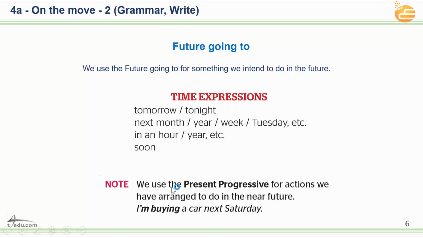The third thing, note, we use the present progressive for actions we have arranged to do in the near future. In the near future, okay? For example, I am or I'm buying, buy with ing. We didn't use going to. We used ing, the present progressive. I'm buying a car next Saturday. So it's near future, next Saturday, after 3 days, or maybe after 2 days. Okay, everyone, I'm buying a car next Saturday. So we use the present progressive with the near future.